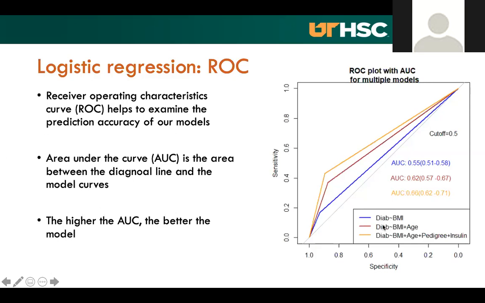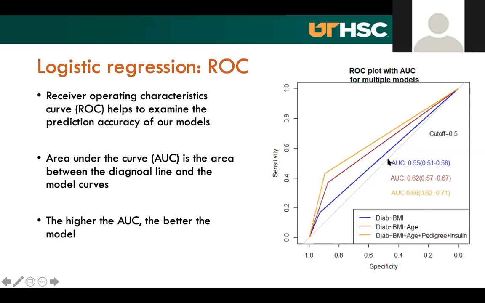in relation to the risk of testing positive for type 2 diabetes, that is the blue line. This is the ROC curve for this model. The area under the curve is the area between this diagonal line and the blue curve. And this area, as you can see, is lower at 0.055. The 95% confidence interval range is between 0.51 and 0.58.